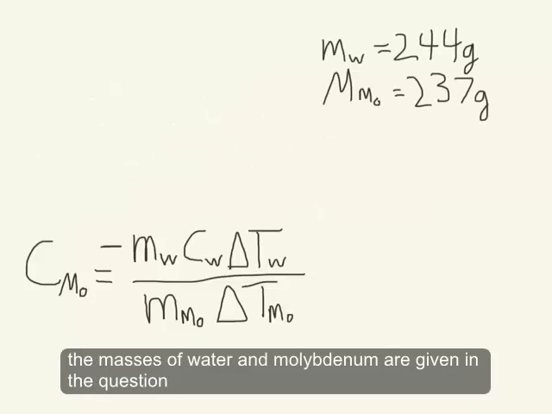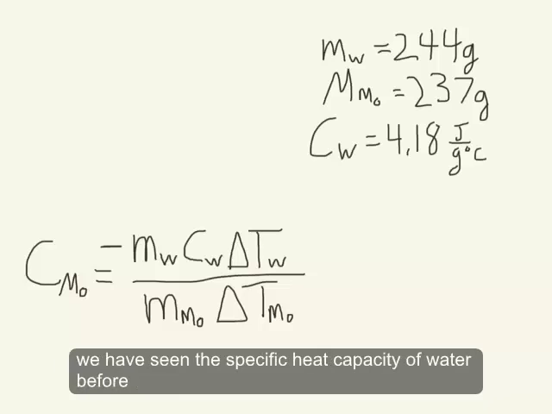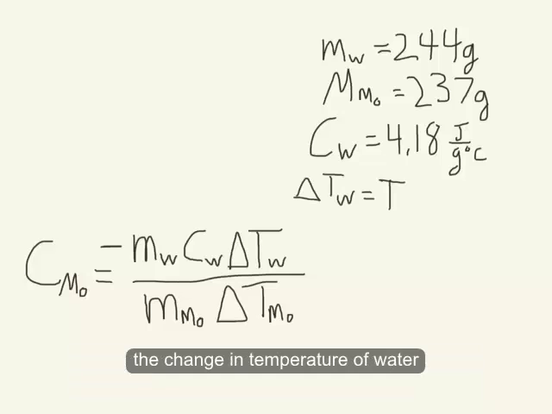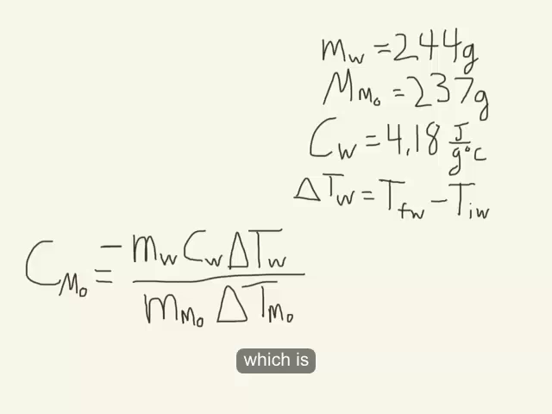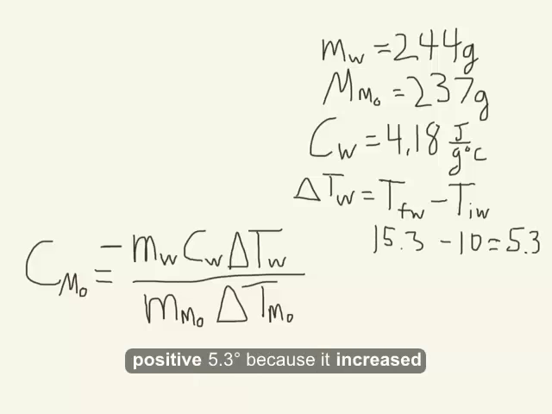Now we can figure out the identities of these variables. The masses of water and molybdenum are given in the question. We have seen the specific heat capacity of water before. The change in temperature of water is the final temperature of the water minus the initial temperature of the water, which is positive 5.3 degrees because it increased.